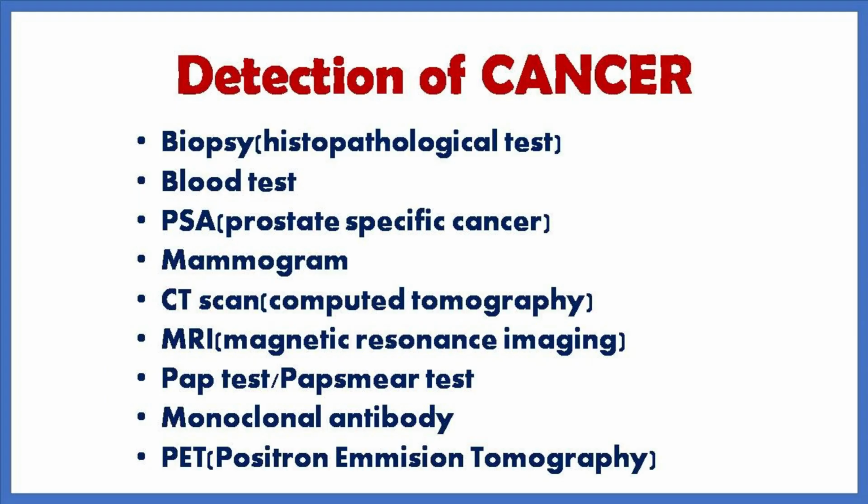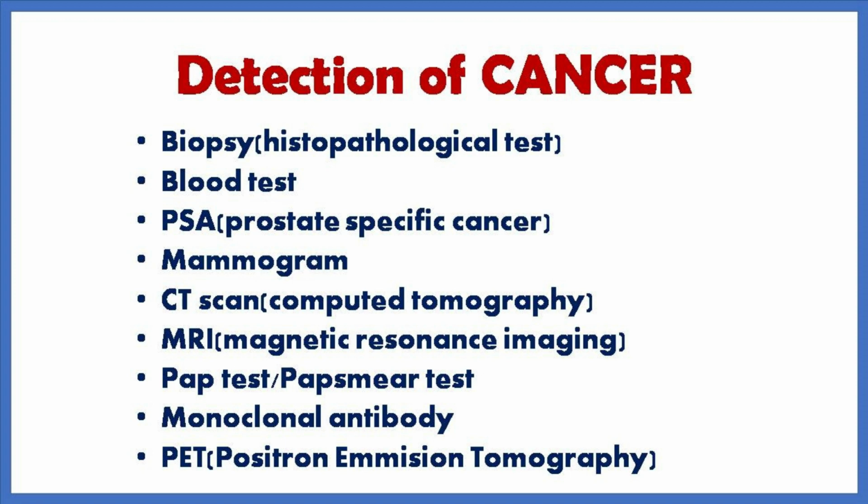In this slide, we are discussing different detection methods of cancer. There are different detection methods, and we will discuss them one by one. The first one is biopsy. Biopsy means the removal of tissue from the tumor region, and that tissue is examined under the microscope to identify the abnormality.